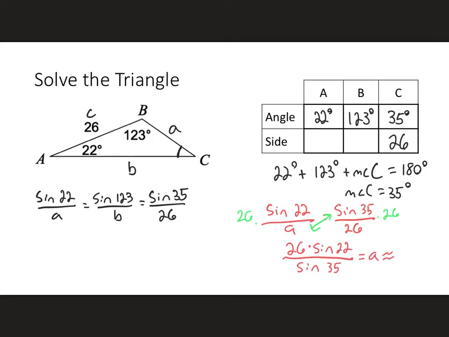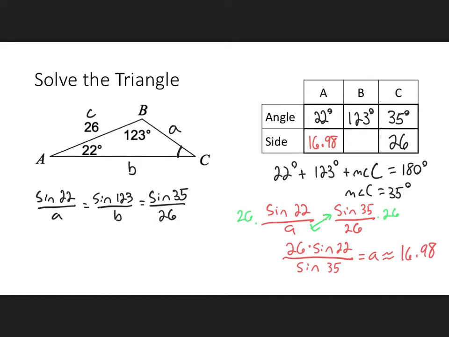Excellent. And I can put the whole thing in my calculator at the same time and find out that A is approximately 16.98. And now that I know that, I can put it into my table. Which is great. Now let's find B.